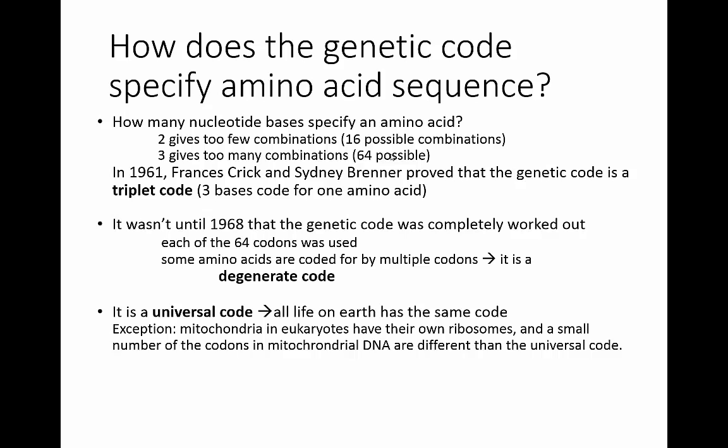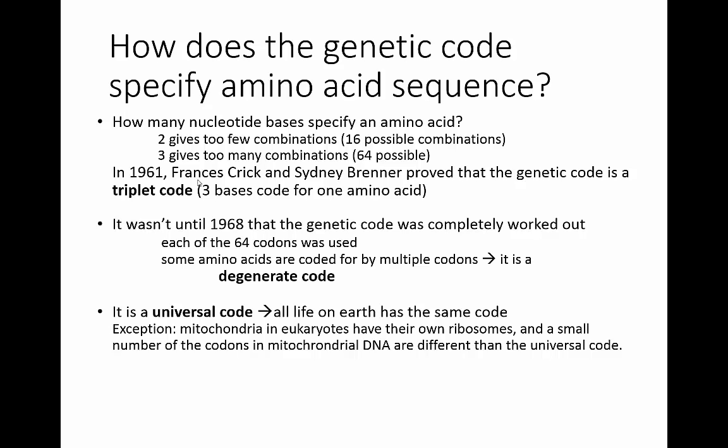People thought, well, that's really too many since there's only 20 amino acids, but nevertheless, these guys, Francis Crick, the same person who did the structure of DNA, and another person, Sydney Brenner, did some very elegant experiments that were genetic deletion experiments that actually proved that the genetic code is a triplet code, so that 3 bases code for one amino acid. At that point, people started to work on trying to figure out exactly which codons called for which amino acids.